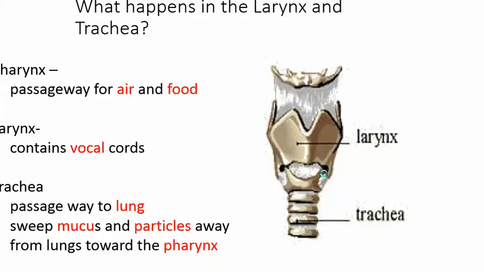Now this pharynx is the passageway for air and food, and the larynx is where your vocal cords are, and then the trachea is that passageway to the lung, and that's what's going to go directly into your bronchial tubes and get the air into your lungs. The trachea also will sweep mucus and particles away, and it moves it towards the pharynx, so it wants it to get out, not necessarily go into your lungs where you can get an infection or pneumonia.